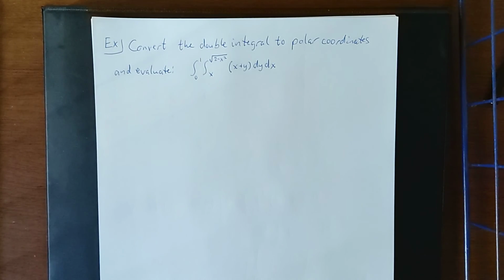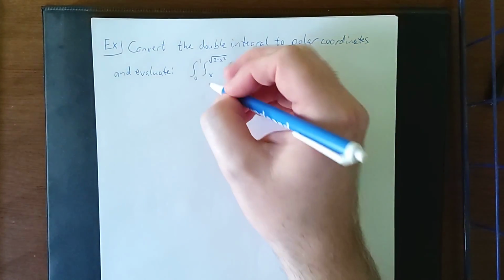Next up, let's consider the following example. We are going to convert the following double integral into polar coordinates and then evaluate the given integral. We have the integral from 0 to 1 and the integral from x to the square root of 2 minus x squared of x plus y dy dx.